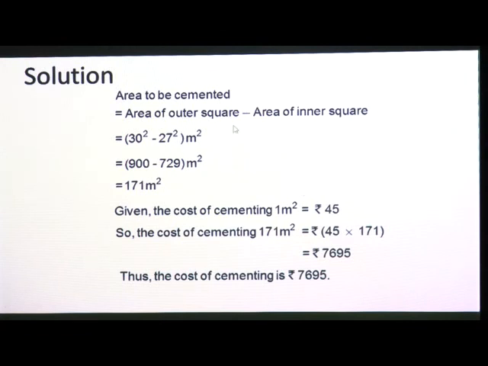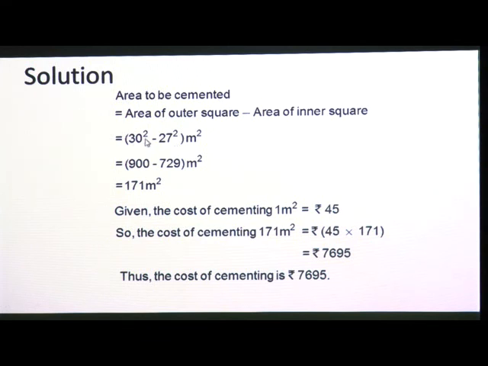So, area of outer square is 30 square. It is given as 30 meter. So, it is 30 square minus 27 square. Here why are we writing square? Because we know the formula for area of a square is S square. That is nothing but S into S, or side into side, or we can say 30 into 30, and here 27 into 27.